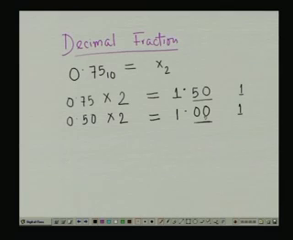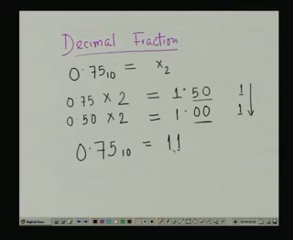Now, I will take it in the normal direction, that means first I got 1, then I got 1. So, it will be in this direction. So, 0.75 in decimal will be 0.11 in binary, which is (0.11)₂.